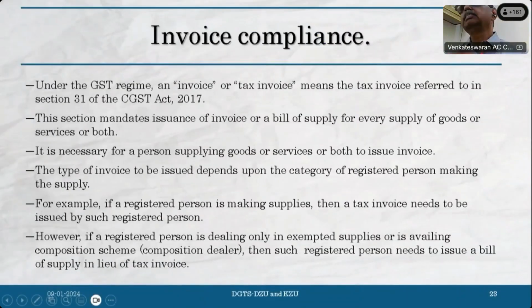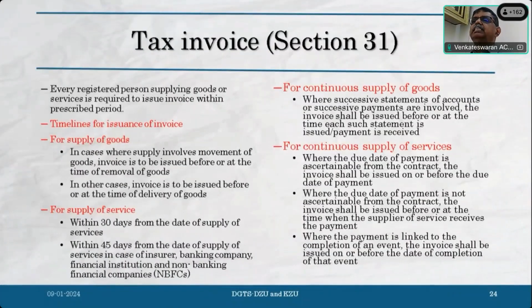So these things you can say: a tax invoice means a tax invoice referred to in section 31. This section mandates issue of a bill of supply for every supply of goods or both. A person supplying goods must issue it. The type of invoice depends upon the category of the registered person making supply. If a registered person is making supply, it is an invoice. If it is an exempted person, we call it a bill of supply. And under the tax invoice section, there are different types of tax invoices.